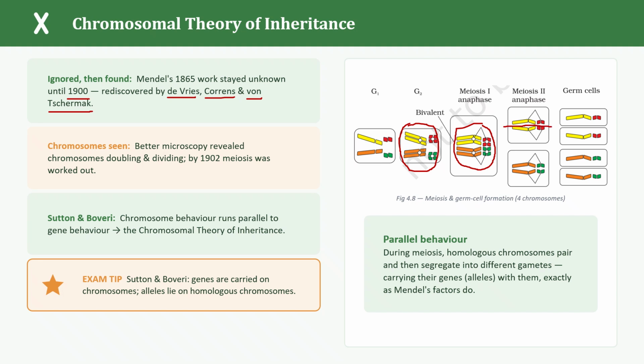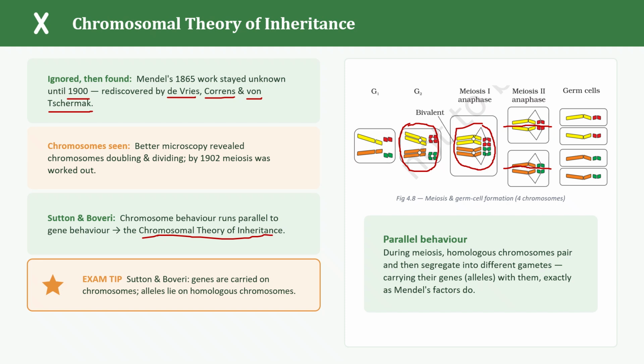So here they got separated at the end of meiosis, and they enter different gametes, exactly like Mendel's factors. Yes. Then Sutton and Boveri. See, Walter Sutton and Theodore Boveri compared the chromosome behavior with Mendel's observation, and they proposed the chromosomal theory of inheritance. What they proposed? Chromosomal theory of inheritance.